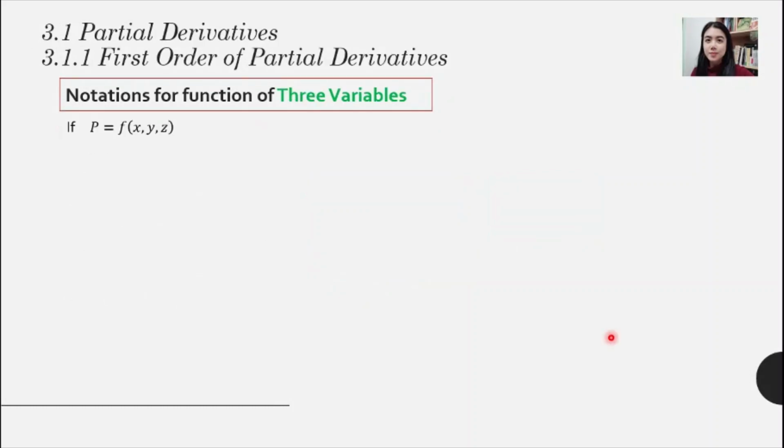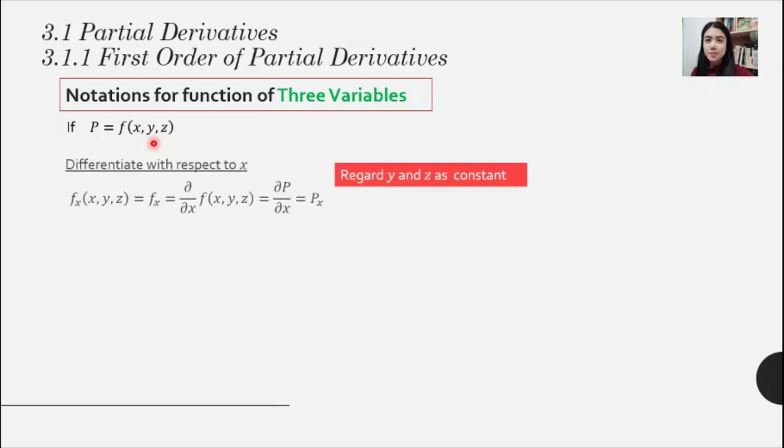Now, if you have the notation for the function of 3 variables, that is a function that contains variables x, y, z, and you differentiate with respect to x, the way to write it is simple. Just write a small x next to the function f, or without the bracket of x, y, z, just write fx, or del the function, del x. Or instead of the function f, you can write p, because p is equal to the function f, so you directly write del p, del x, or px. And if we say differentiate with respect to x, you're going to treat the other 2 variables, y and z, as constant.